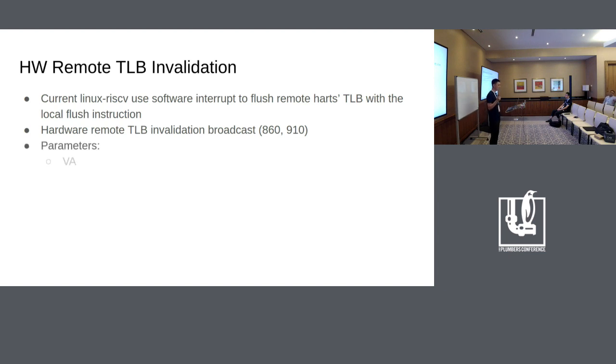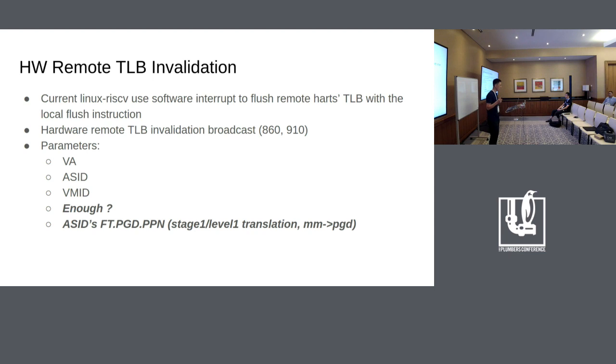Okay, let's take a look at the parameters. These are the basic parameters when we use the TLB invalidation instructions: virtual address, ASID, for ARM, and not only for ARM, maybe if you support the hypervisor, you need a VMID. That's enough.